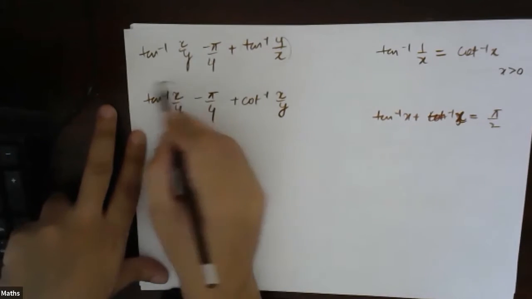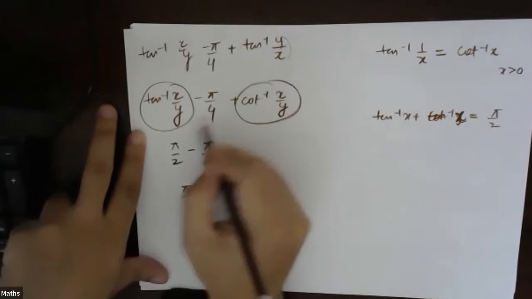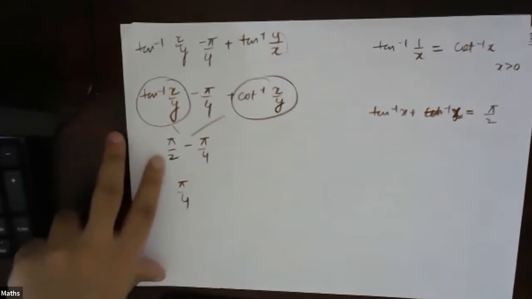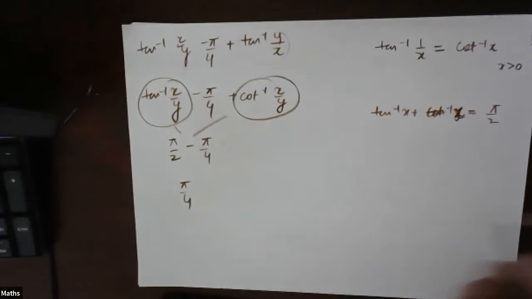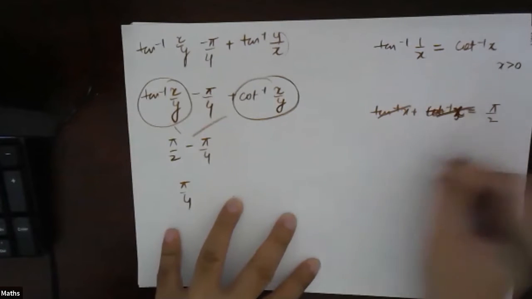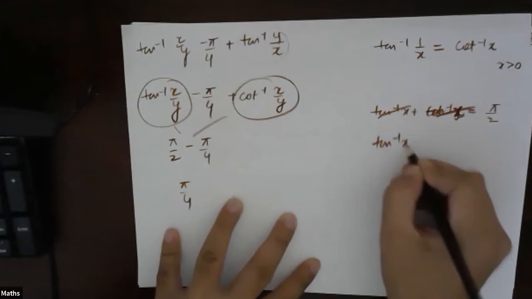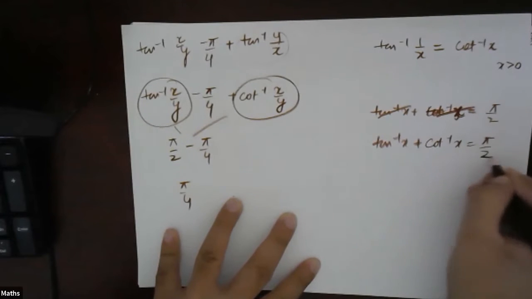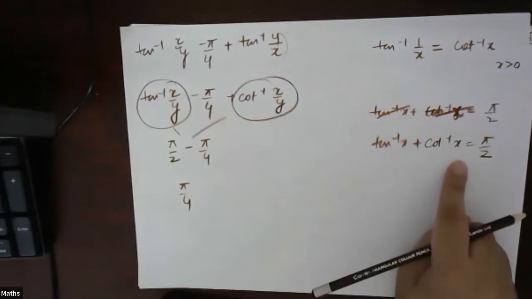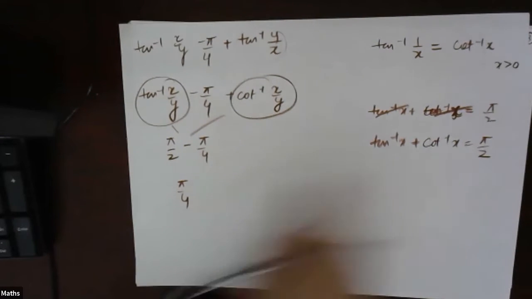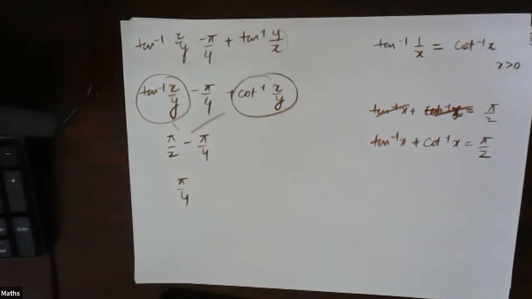If I combine this, it is simply pi by 2 minus pi by 4. Understood? I'll turn the page. This is tan inverse of x plus cot inverse of x is equal to pi by 2. If you remember, sin inverse of x plus cos inverse of x was also equal to pi by 2, right? So the same thing I've used here. This will become this. Okay. Just check once again.